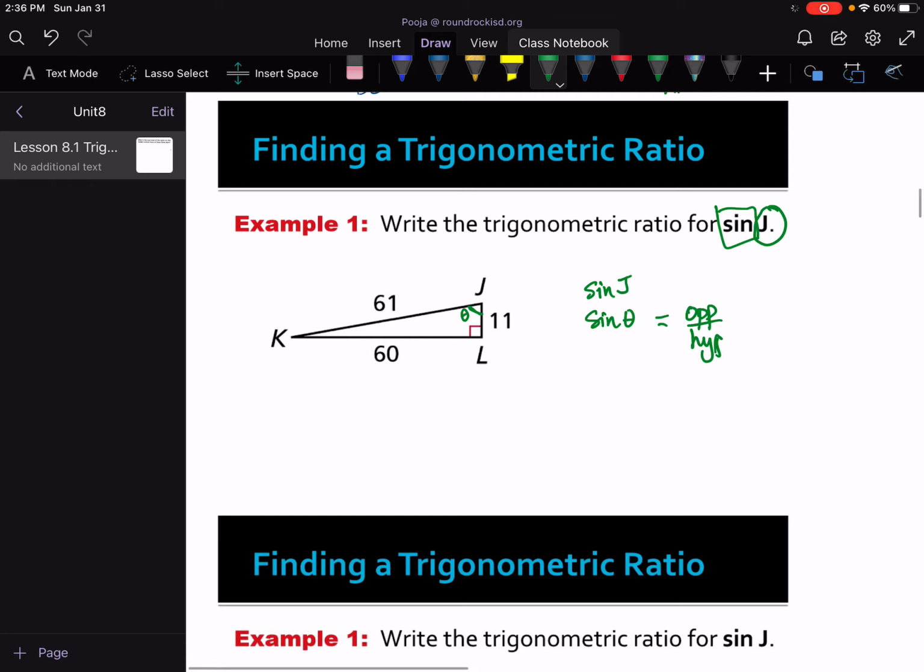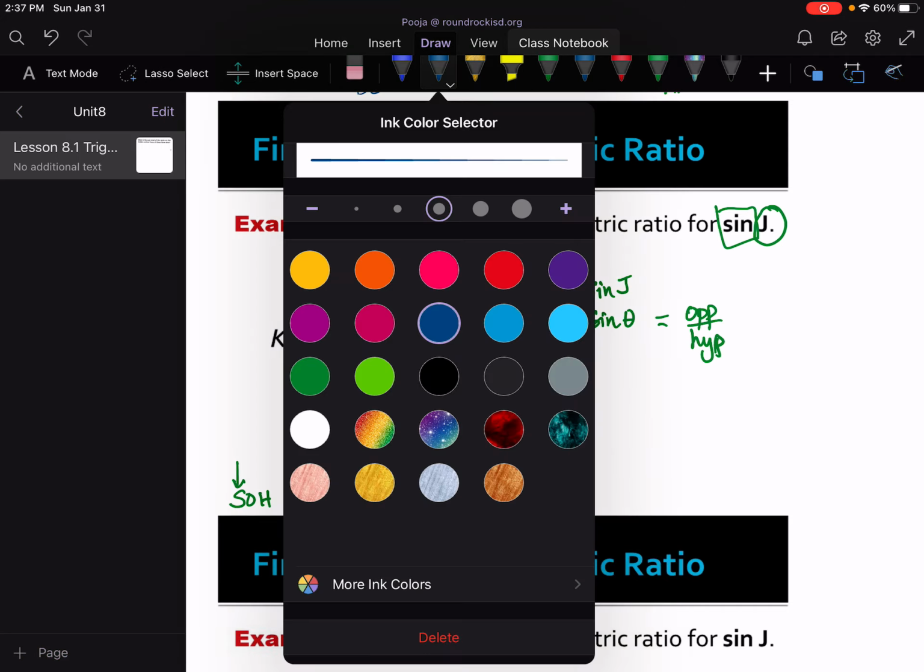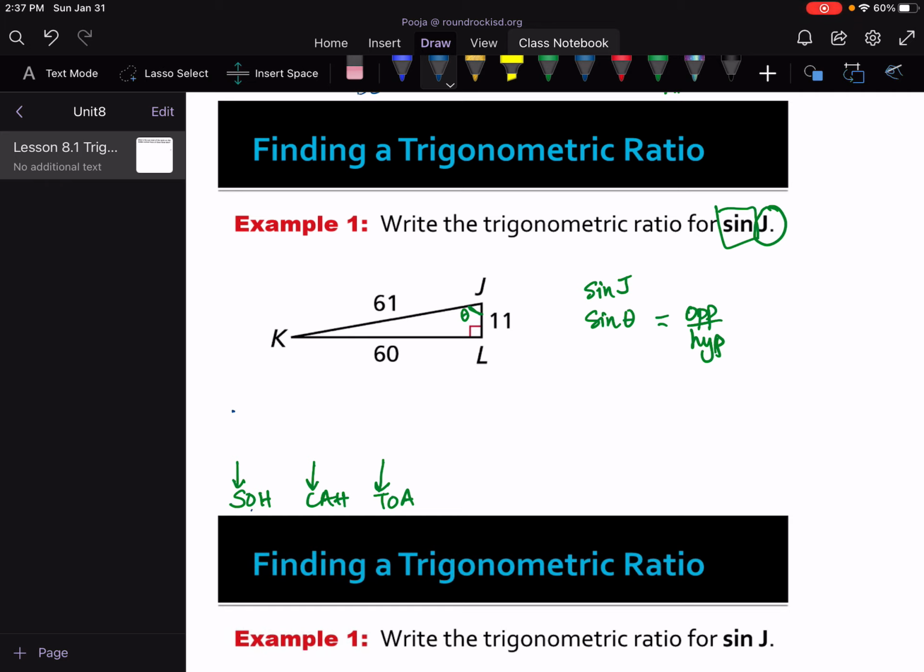By the way, I forgot to remind you of this whole deal, SOHCAHTOA. That's where that came from. Hopefully this should ring a bell. S stands for sine, C is for cosine, T is for tangent. Opposite over hypotenuse, adjacent over hypotenuse, opposite over adjacent. Okay, just something to memorize all this.